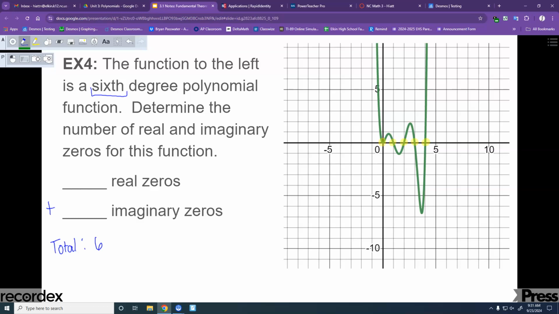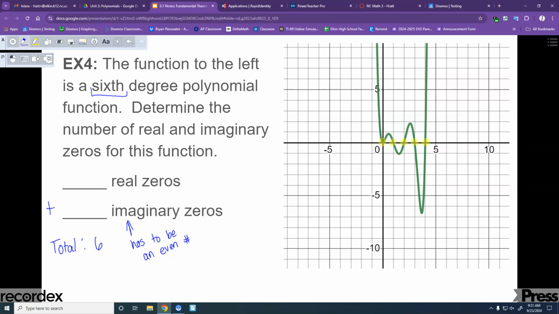So could it be 5 and 1? No. Why can't it be 5 and 1? Imaginary zeros, this has to be an even number. Okay? But can it be 4 for the real zeros? How many can I see on the graph? I can see 5. So I can't ever bump that number below what I can see, right?